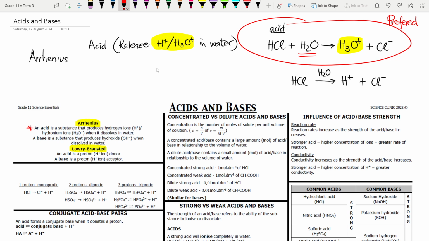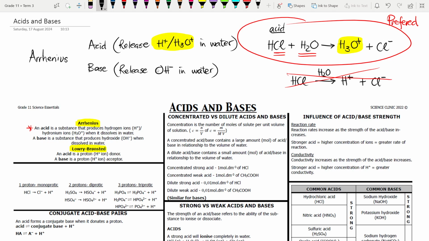Does that make sense? Yes. Then the Cl minus from there is going to just be on its own. This one is really not preferred. I think you can use that at university when you are more comfortable with this. And that's basically Arrhenius. For a base, he says that a base is a substance that will produce hydroxide ions. So this one will release hydroxide ions in water.